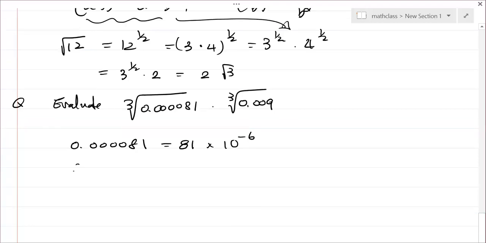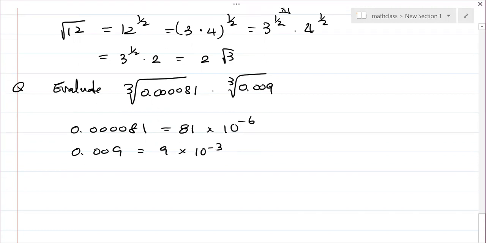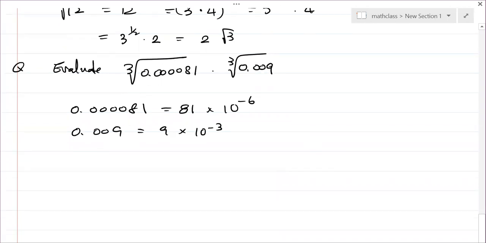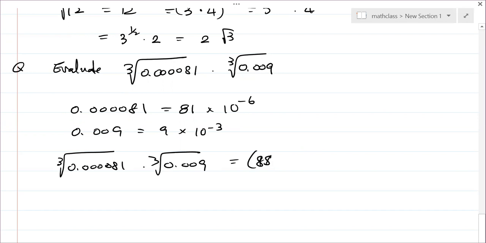Okay, and 0.009 is going to be 9 times 10 to the negative 3. Right, it's 9 divided by 1,000. All right, then we're going to do the computation. 0.0000081, that's going to be, first of all, 81 times 10 to the negative 6 to the 1/3, and here 9 times 10 to the negative 3 to the 1/3.